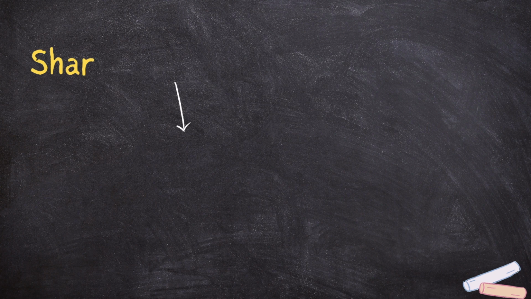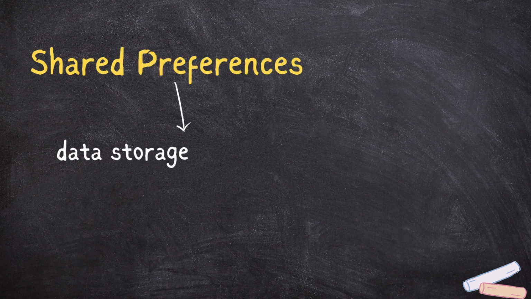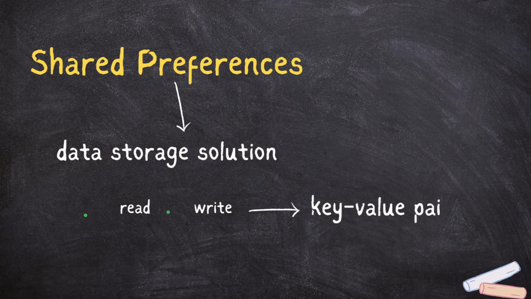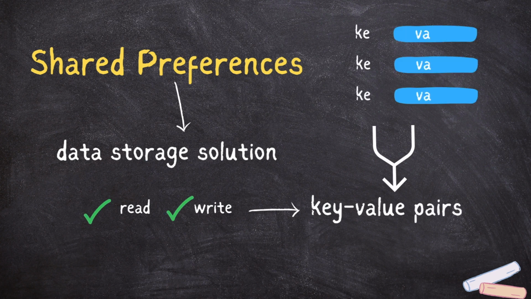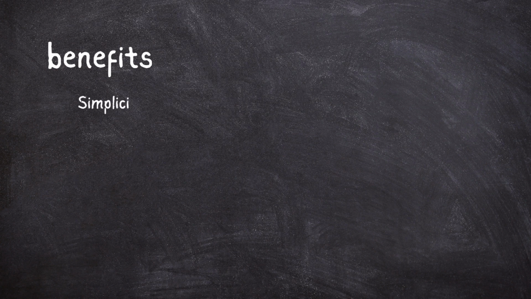Shared preferences is a data storage solution that allows you to read and write simple key value pairs. If you have a relatively small collection of key values that you'd like to save, you can use shared preferences. Shared preferences has a number of benefits. It provides a straightforward API to save and retrieve key value pairs.